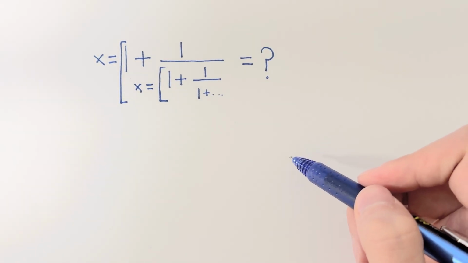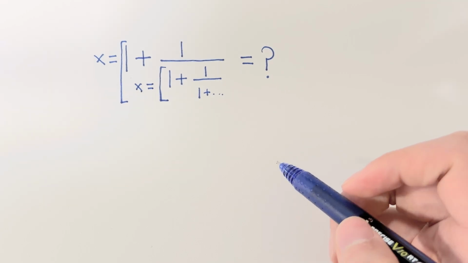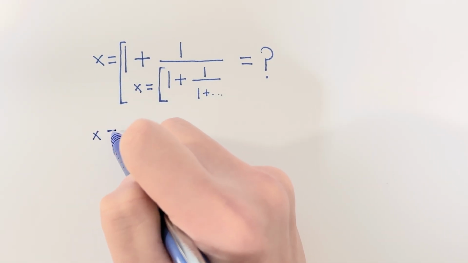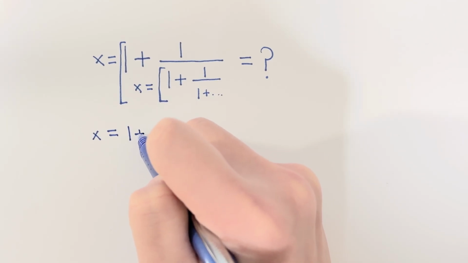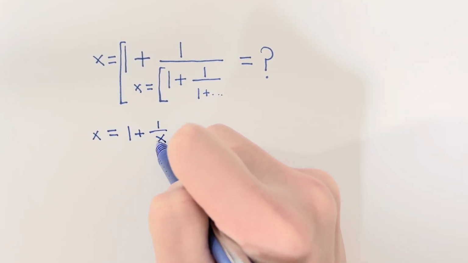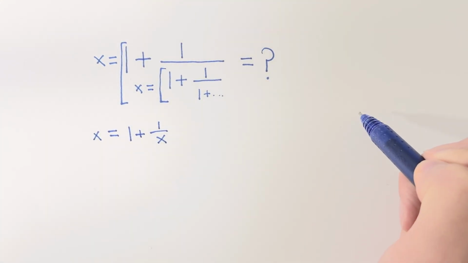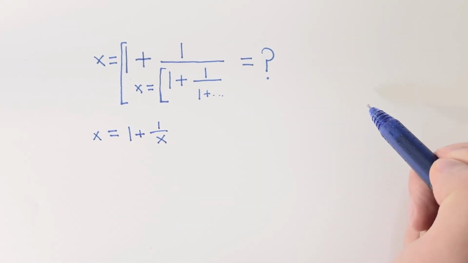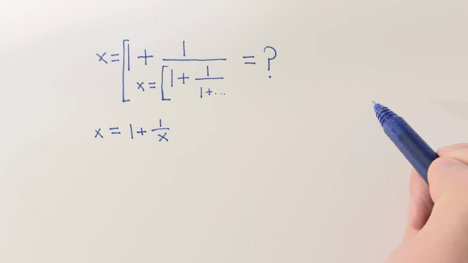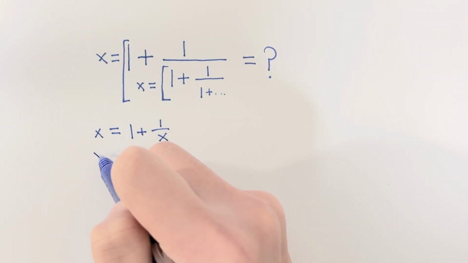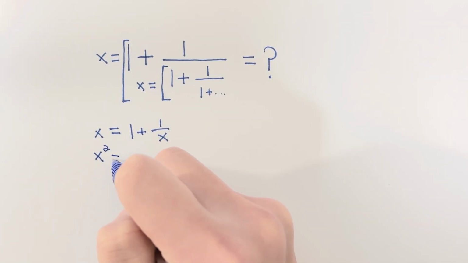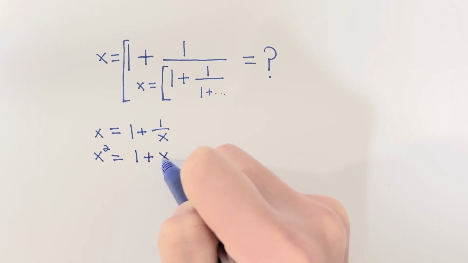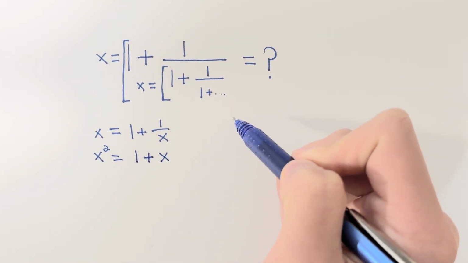Our infinite staircase collapsed into a simple, beautiful equation. x is equal to 1 plus 1 over x. To solve this, we need to get x out of the denominator. To do this, we can multiply the entire equation by x. So x squared is equal to 1 plus x, or x plus 1.